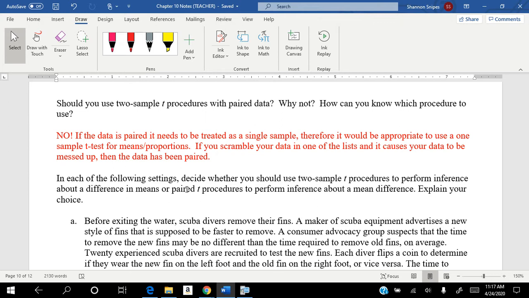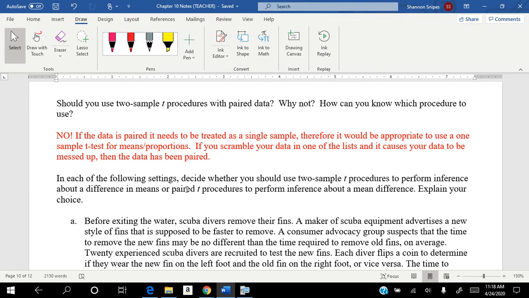And we've done problems with paired data, but that was before we knew about these two sample procedures. And it's very common for kids to use two sample procedures on paired data. So the rest of this video is going to talk about how to avoid using two sample procedures when it's supposed to be paired data. Okay, so should you use two sample procedures with paired data? No. If the data is paired, it needs to be treated as a single sample. Therefore, it would be appropriate to use a one sample t-test for means/proportions, depending on whatever you are doing.